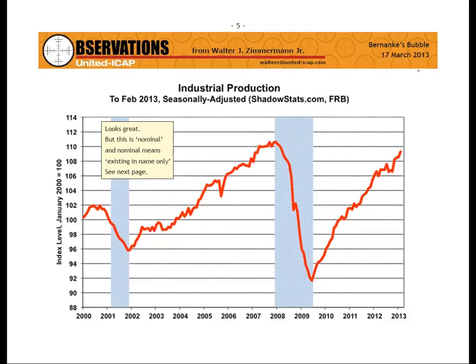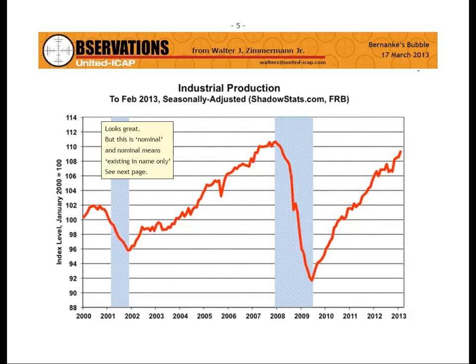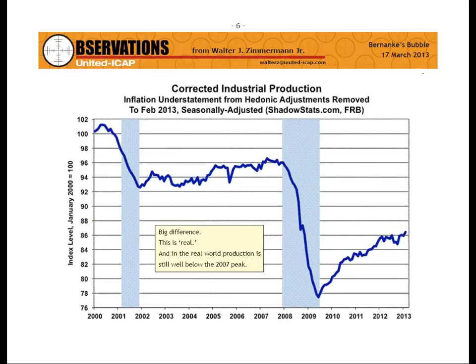So let's start with industrial production, something that should definitely go up with an economic recovery. And this looks great, but this is nominal. This is only seasonally adjusted. This is not adjusted for inflation. The same data, industrial production, adjusted for inflation, looks like this. A far less exciting and inspiring picture. Industrial production nominal, industrial production real.